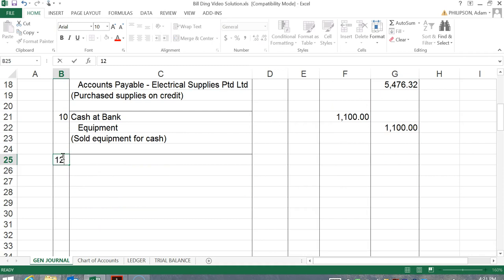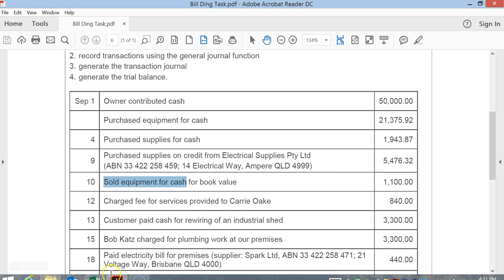And the 12th. Transaction: charged fee for services provided to Carry Oak. Okay, so there's no mention of cash or received cash. So this looks like we've done work on credit. We've charged a fee for services, so that's going to be service fees revenue. Revenue being a credit. This is increasing, so service fees revenue is going to be a credit.